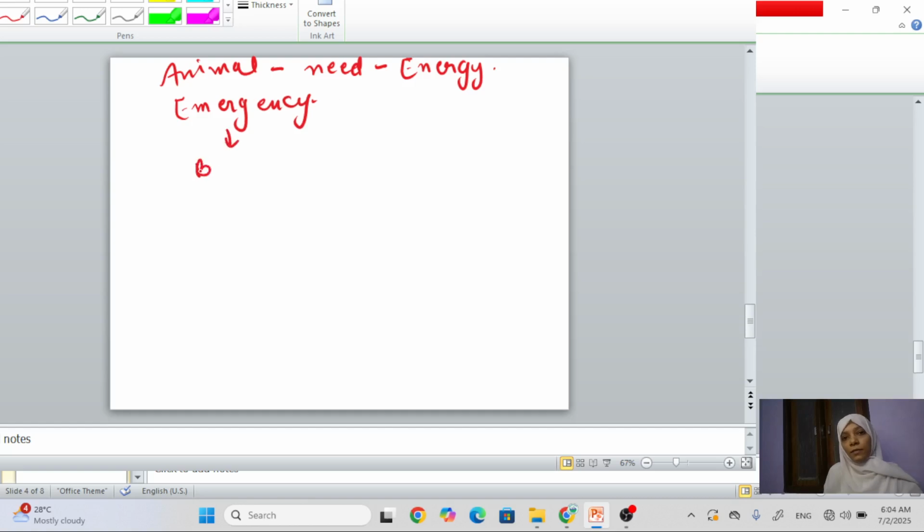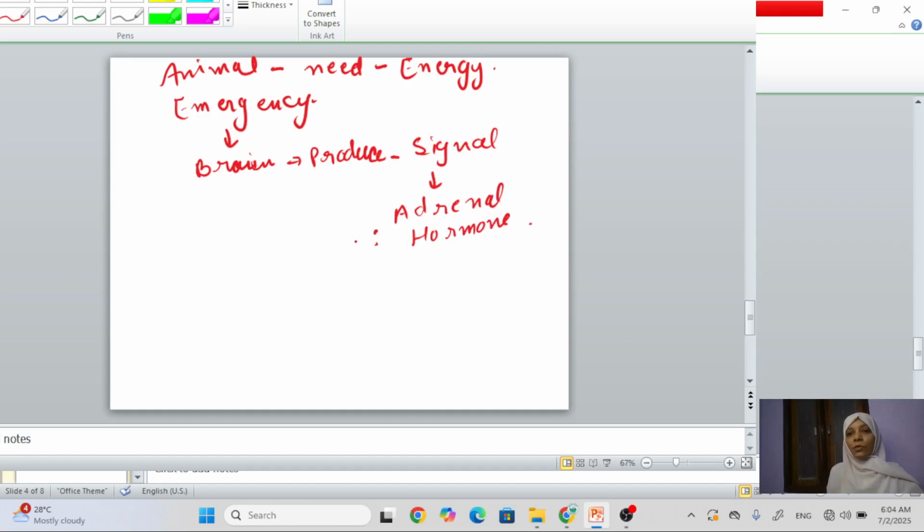brain produces signal for making adrenal hormone. Some cells produce this adrenal hormone. These hormones are produced by few cells. Now, this is going to the bloodstream and then accepted by the receptor cell.